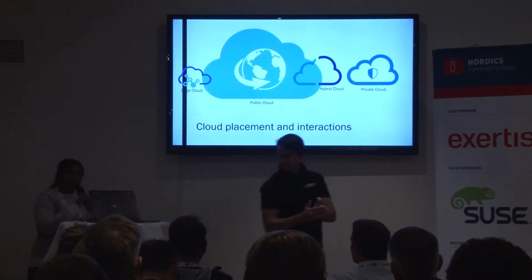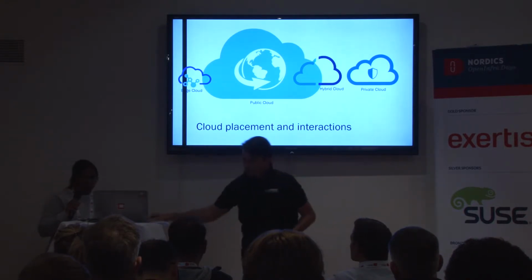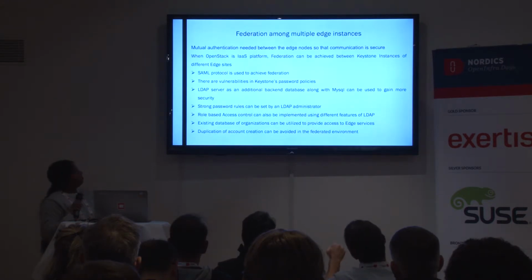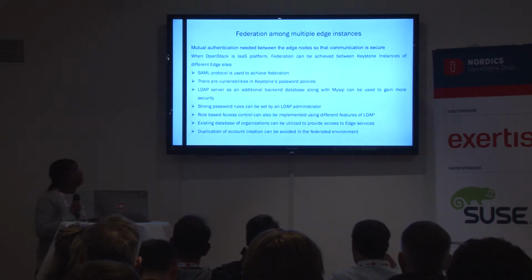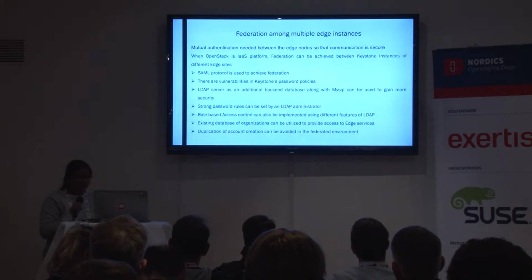Hi. I was concerned more about the trust between the edge instances. So I worked with federation among multiple edge instances. I took 2 bare metal servers, one as the service provider and one as the identity provider, and I had installed OpenStack in both the edge instances, and I started doing federation using SAML protocol.